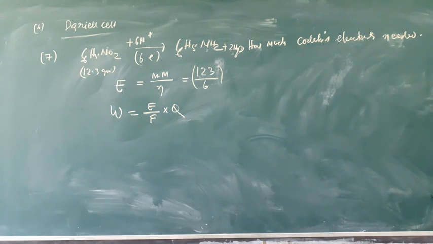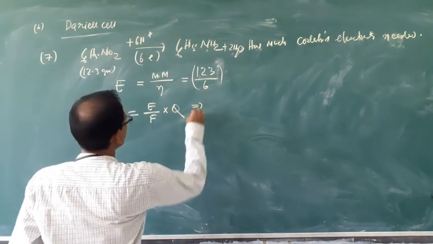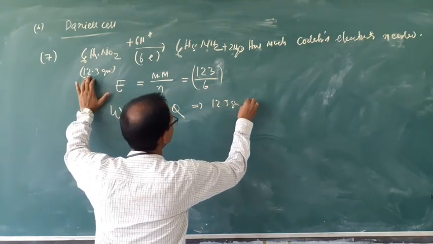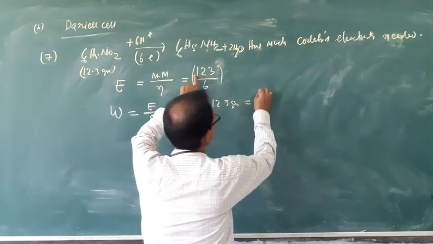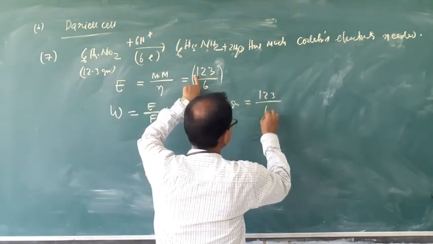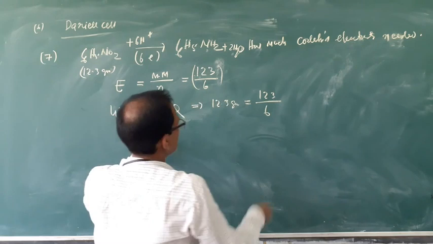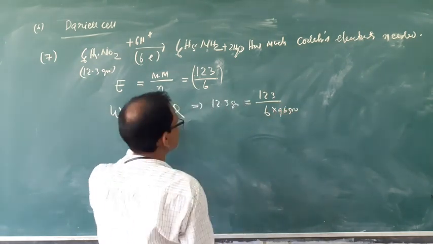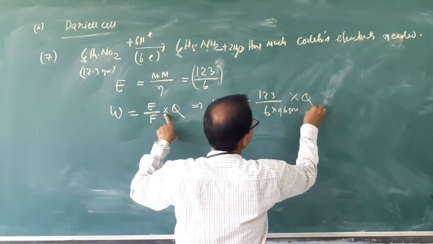E by F into Q. Here W, as per the question, is equal to 12.3 gram. E we already calculated, 123 by 6. F is 96,500 coulomb, and Q will remain like this.